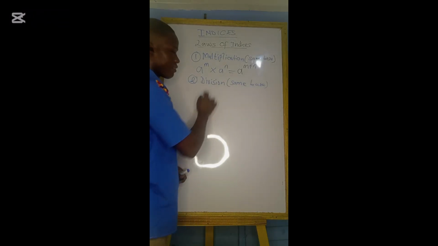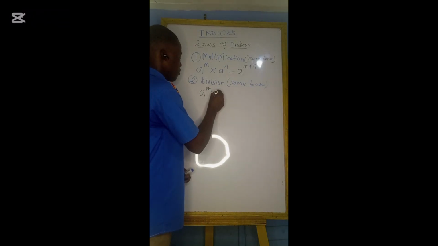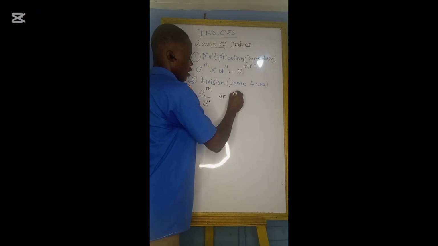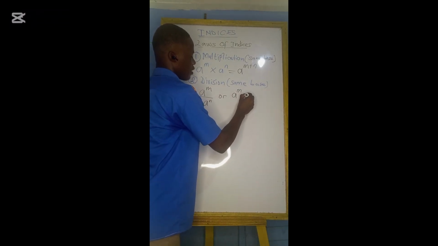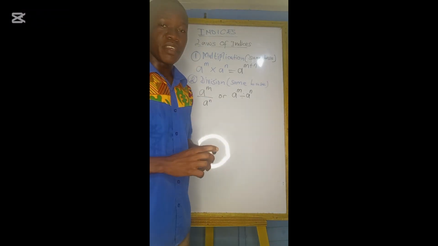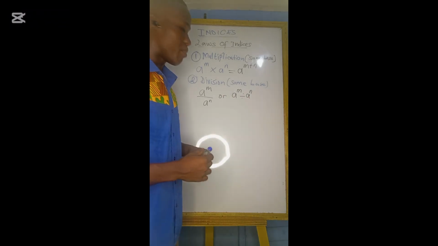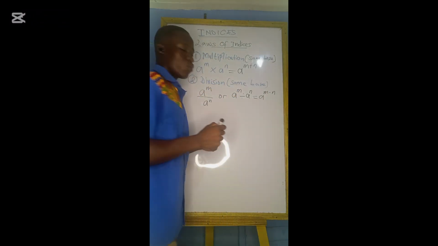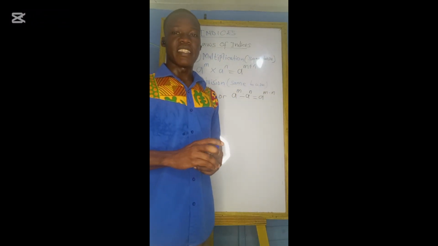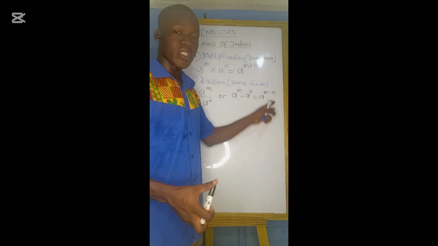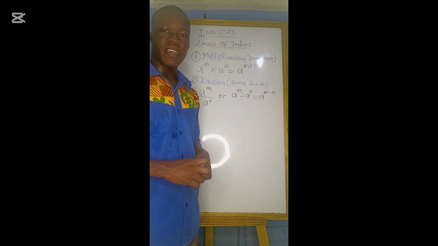And let's have the same example here. A raised to the power m dividing a raised to the power n, or you can even write it as a raised to the power m divided by a raised to the power n. The law says that if you are dividing indices with the same base, you subtract the exponents, the top numbers. So we get a raised to the power m minus n. Look at it, that is the opposite of the first law, which is addition of the top numbers or the powers. Here we are subtracting the top numbers or the powers, and we maintain the base because the bases are the same. And that is the second law.